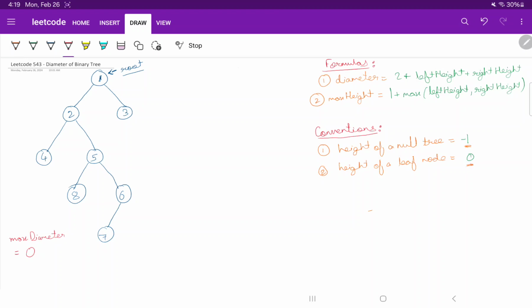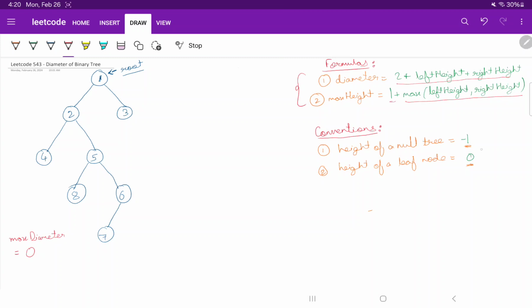Now based on these conventions, we will use these two formulas. The diameter of any tree or subtree or any node is calculated by 2 plus the left height, whatever the height of the left subtree is, plus whatever the height of the right subtree is. Then max height is calculated by 1 plus, that is the current height, the max of whatever it gets from the left side or from the right side. The maximum of that is added to 1.